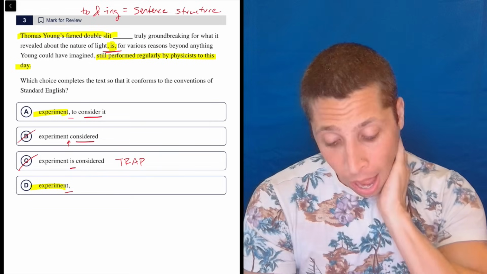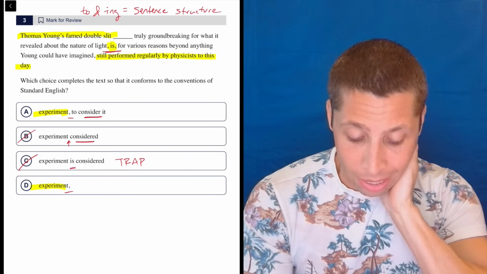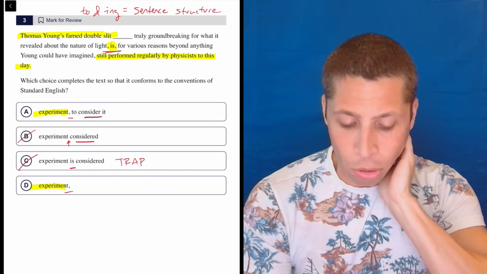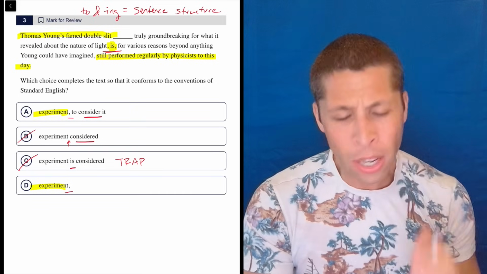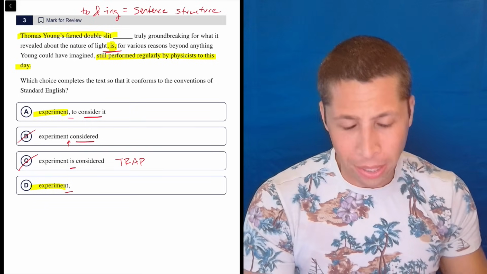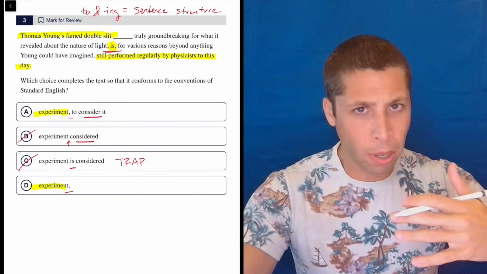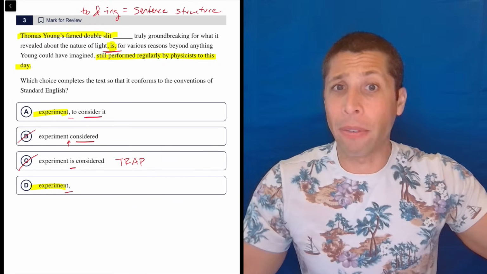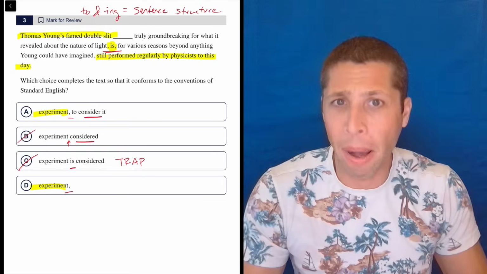So for me, I would look at A just because it's top of the list. Thomas Young's famed double slit experiment, to consider it truly groundbreaking for what it revealed about the nature of light, is still performed regularly by physicists to this day. No, I can hear that that's off. To consider it truly groundbreaking, it sounds like then I'm about to say, like, to consider truly groundbreaking, a person needs to know a lot about physics, right? Like it feels like it's got to lead into something else. It's almost like a dangling modifier here.